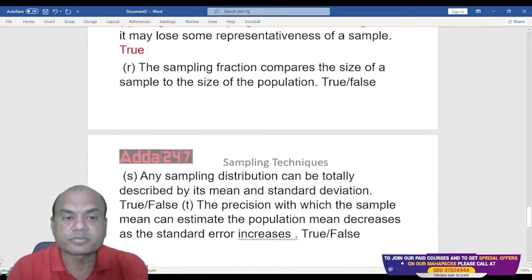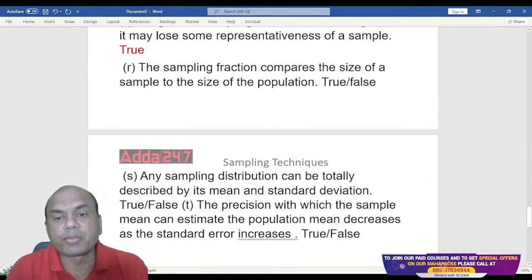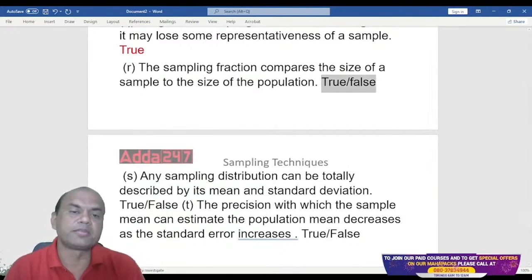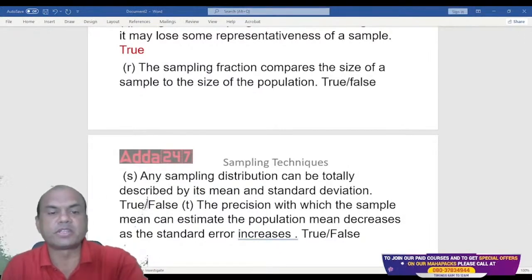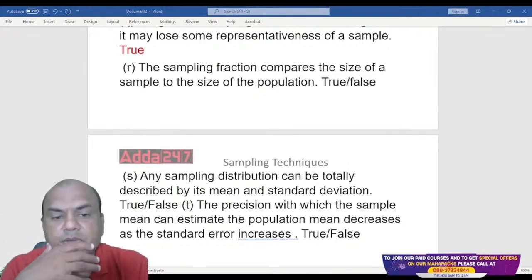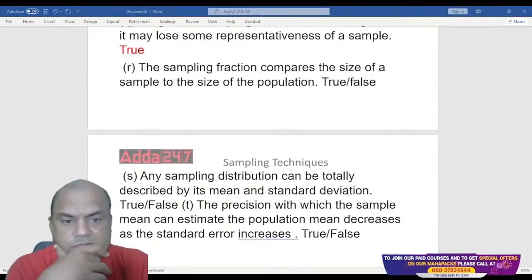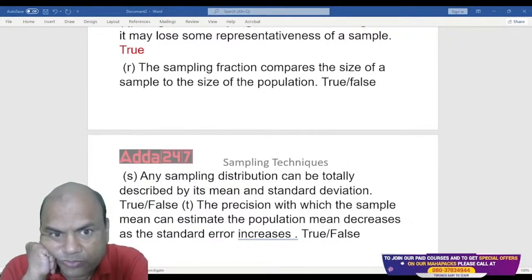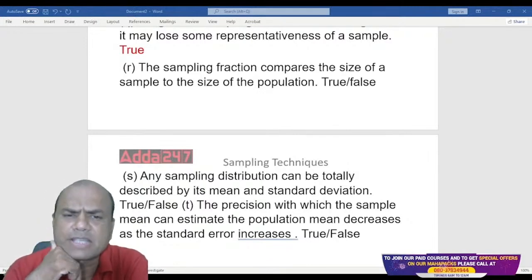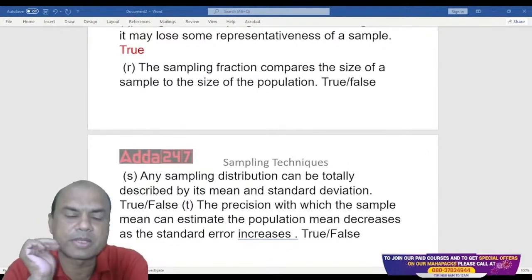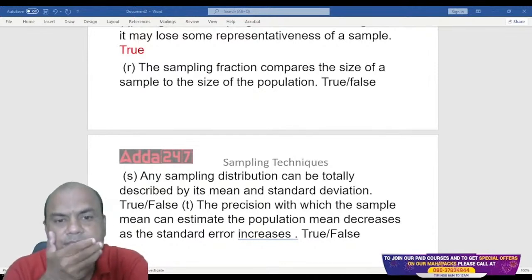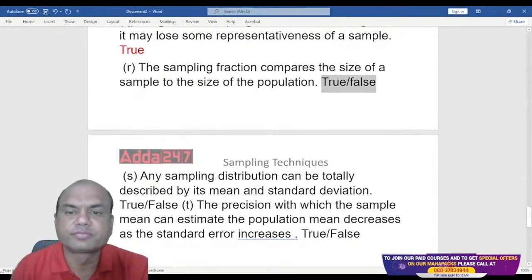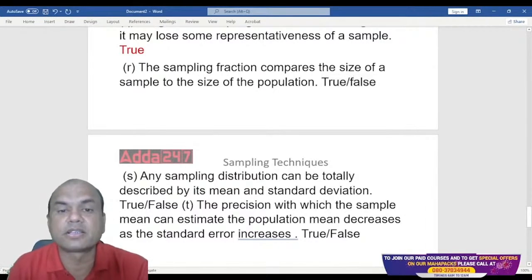Next one. The sampling fraction compares the size of the sample to the size of the population. Now this you must definitely tell me. Let me see. Yeah, the sampling fraction compares the size of the sample to the size of the population. It is true. That is the meaning of the sampling fraction.